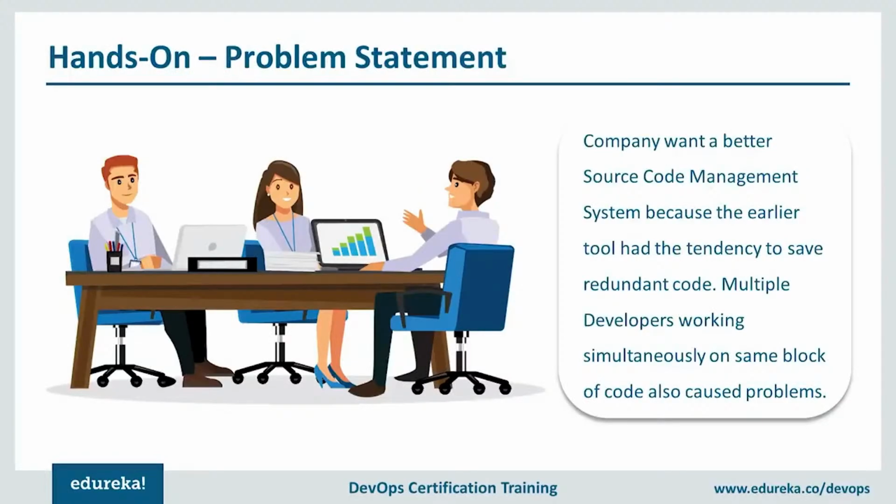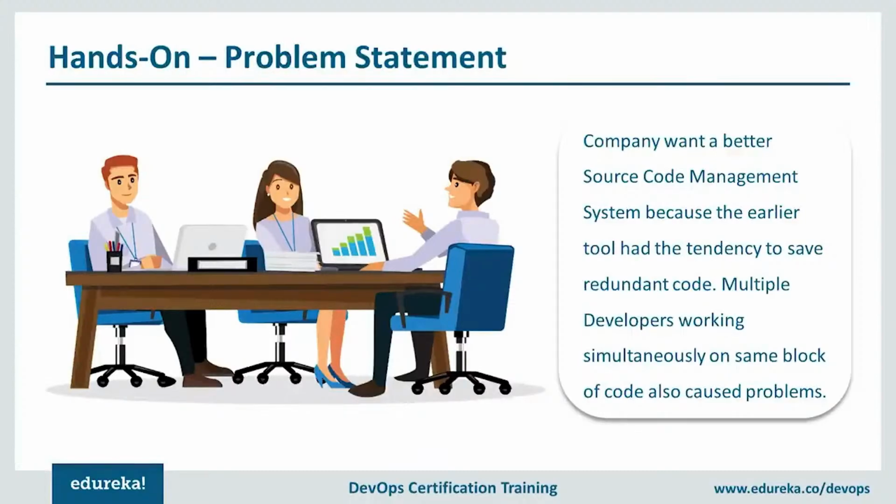Now that I've told you so much about version control systems and Git and different operations in Git, let's move on to a hands-on part where we'll be performing all these operations. We have a company where 3 developers are working. They want their company to have better source code management. Whenever I say source code management, I'm referring to the version control system. These developers want better source code management because the earlier tool had the tendency to save redundant code, and they did not want redundant code in the system.